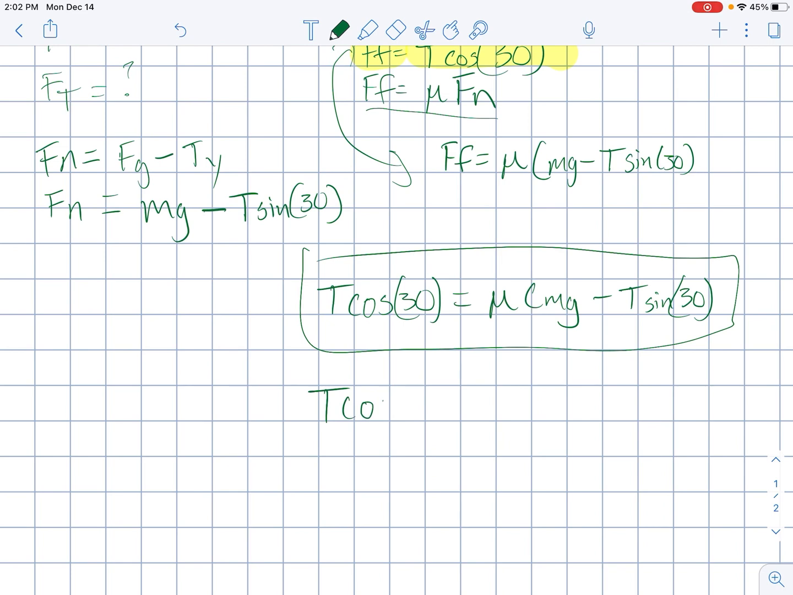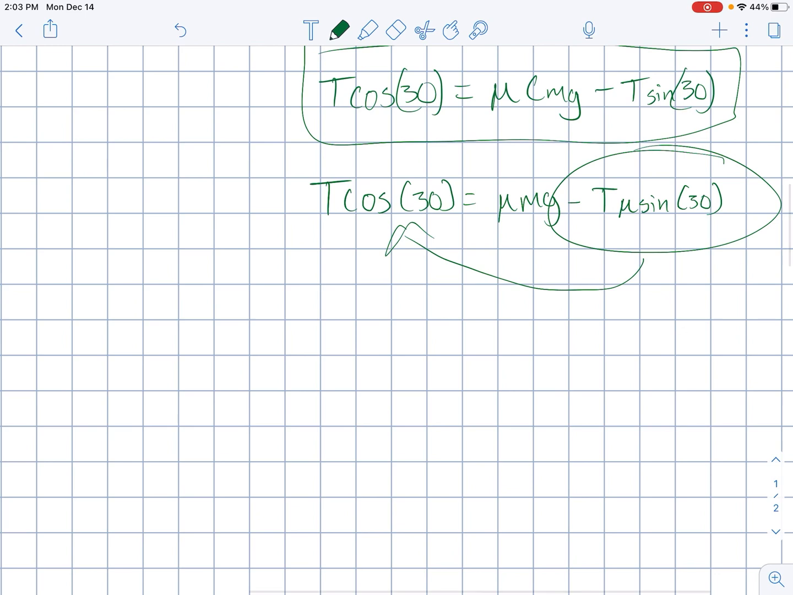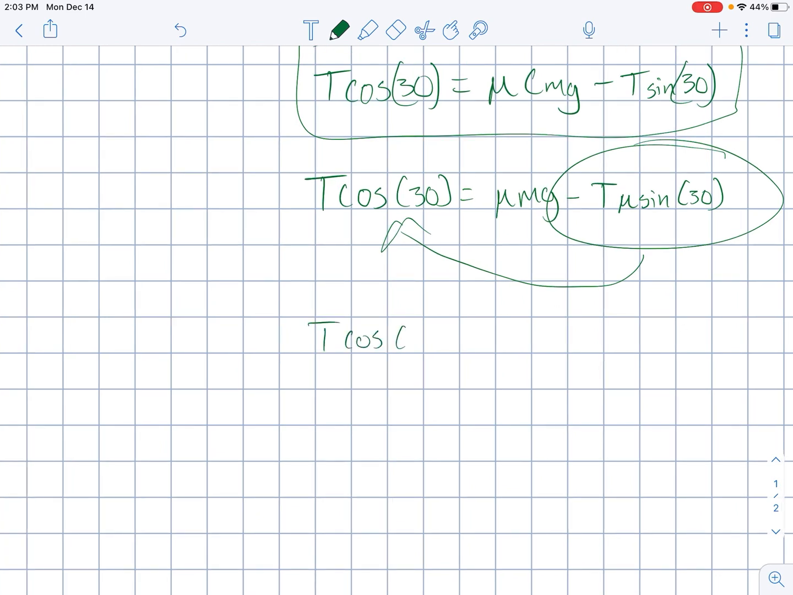So we get T cosine 30 equals mu mg minus T mu sine 30. All right, we're going to move this over to this side. So we get T cosine 30 minus T mu sine 30 equals mu mg.